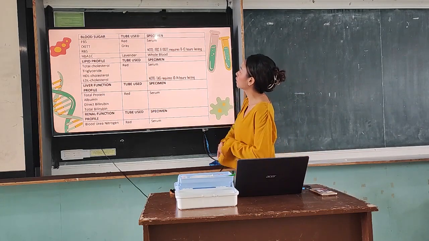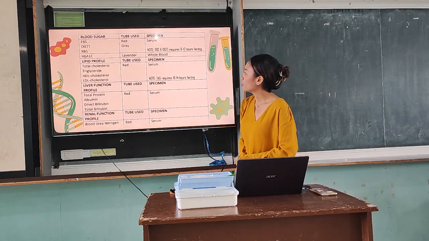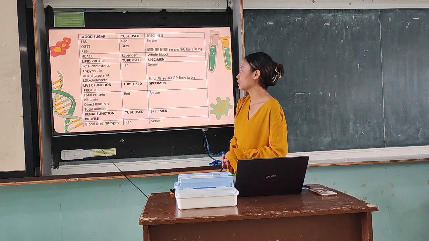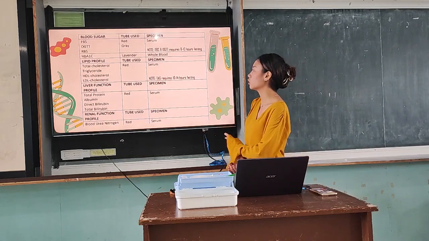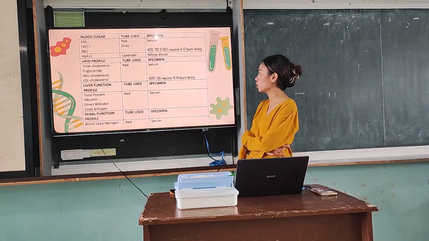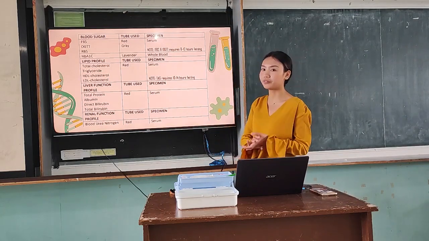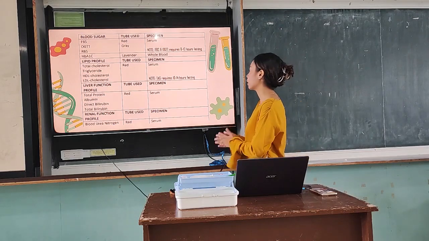So, yung OGTT test, for pregnant. Next, we have for lipid profile. Cholesterol, triglyceride. Again, tube use is red, specimen serum. We have to note here that triglyceride also requires fasting, 10 to 14 hours fasting.